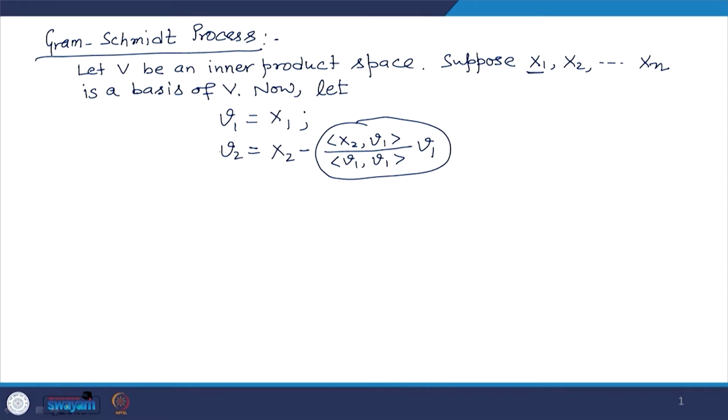Now, V2 does not have any component in the direction of V1, that is, the component in the direction of V1 is 0. Hence, V2 and V1 are perpendicular, that you can see here also. If you find the inner product of V1 and V2, V1 is your x1 and this is x2 minus x2 x1 upon x1 x1, into x1.